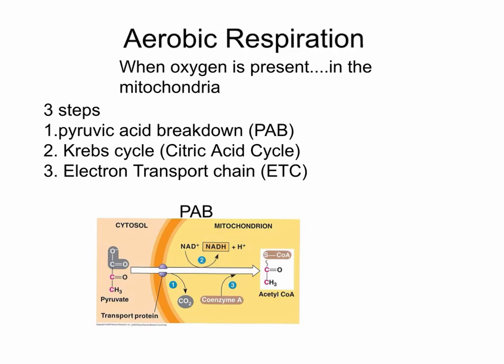Make a note of this. The only 2 things you get from pyruvic acid breakdown are your acetyl-CoA and an NADH. And the H on the NAD is going to go, at the end, to the electron transport chain. We'll talk about that in the next video.